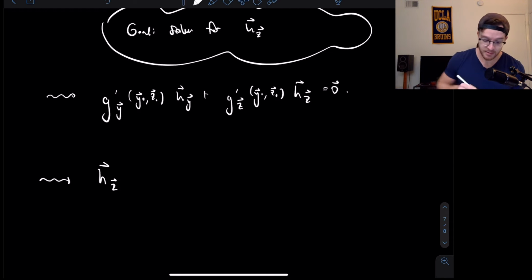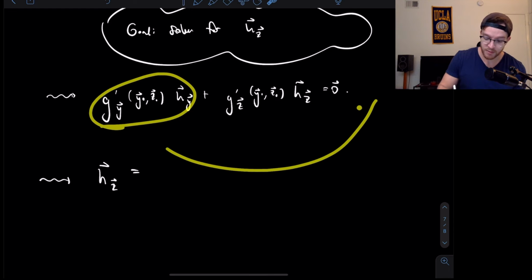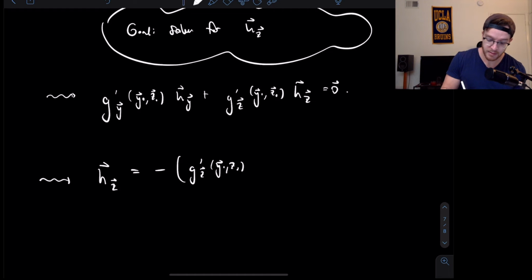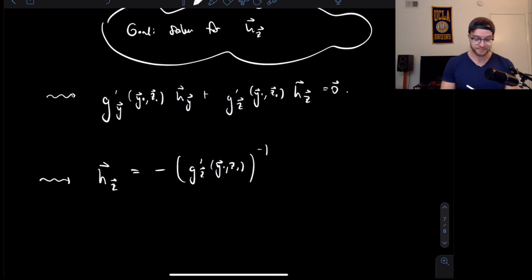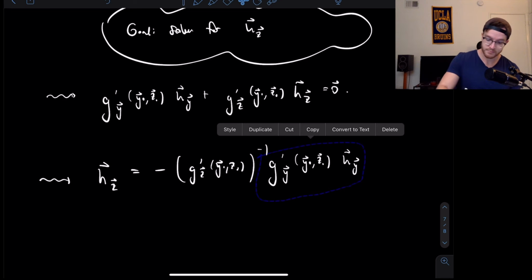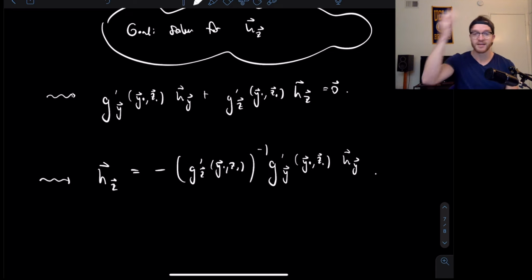h sub z as, well, I've moved this over here, then I multiplied on the left by the inverse of this matrix. That's going to give me negative g prime z at my point inverse times this stuff. Okay, and so the point here is that we have solved the linearized version of this problem.